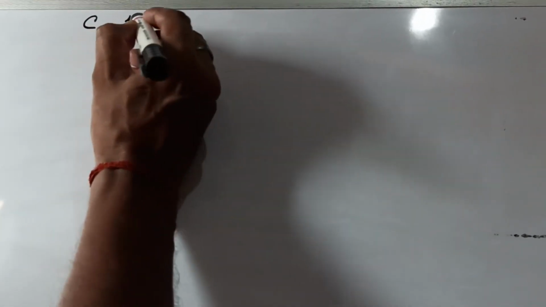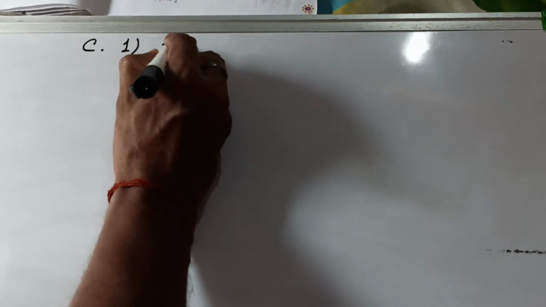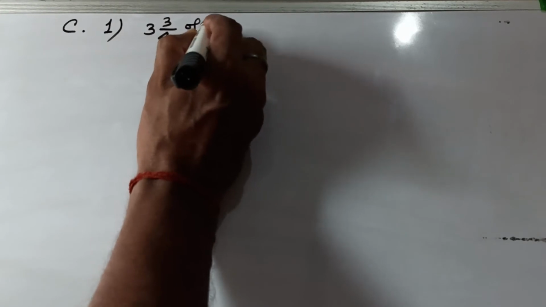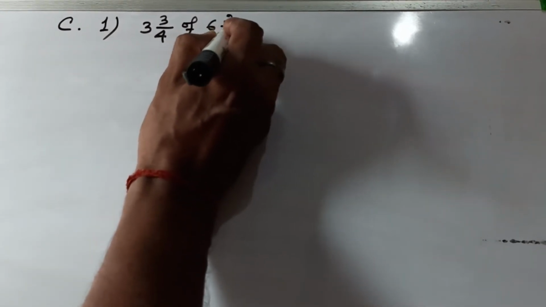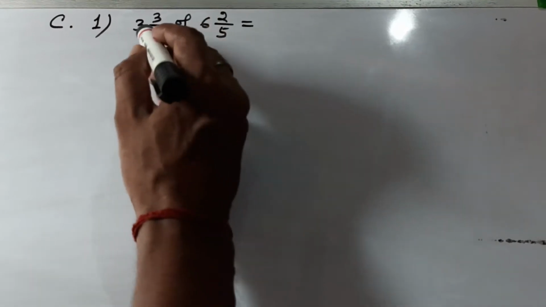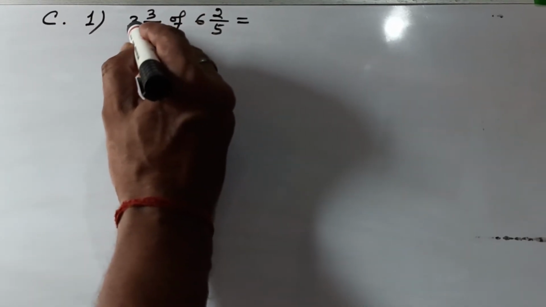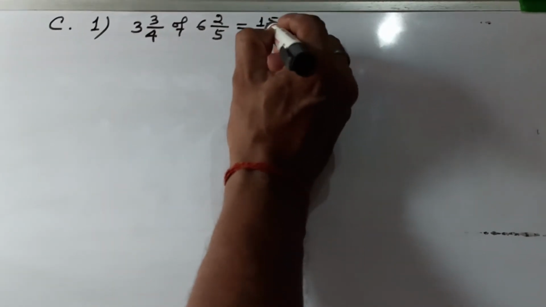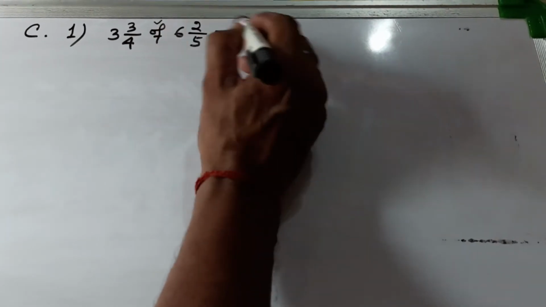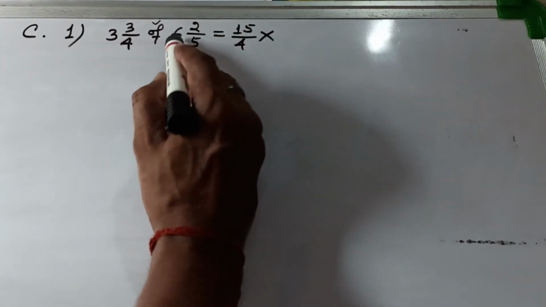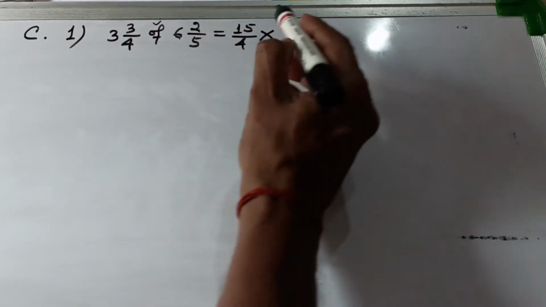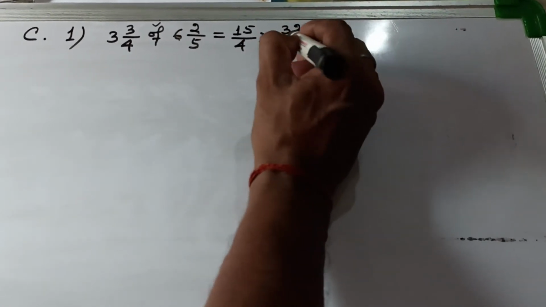Now C part. First is 3 whole 3 by 4 of 6 whole 2 by 5. So 3 whole 3 by 4 means 4 3s are 12 plus 3, 15 by 4. Of means multiplied. 6 whole 2 by 5, 5 6s are 30 plus 2, that is 32 upon 5.